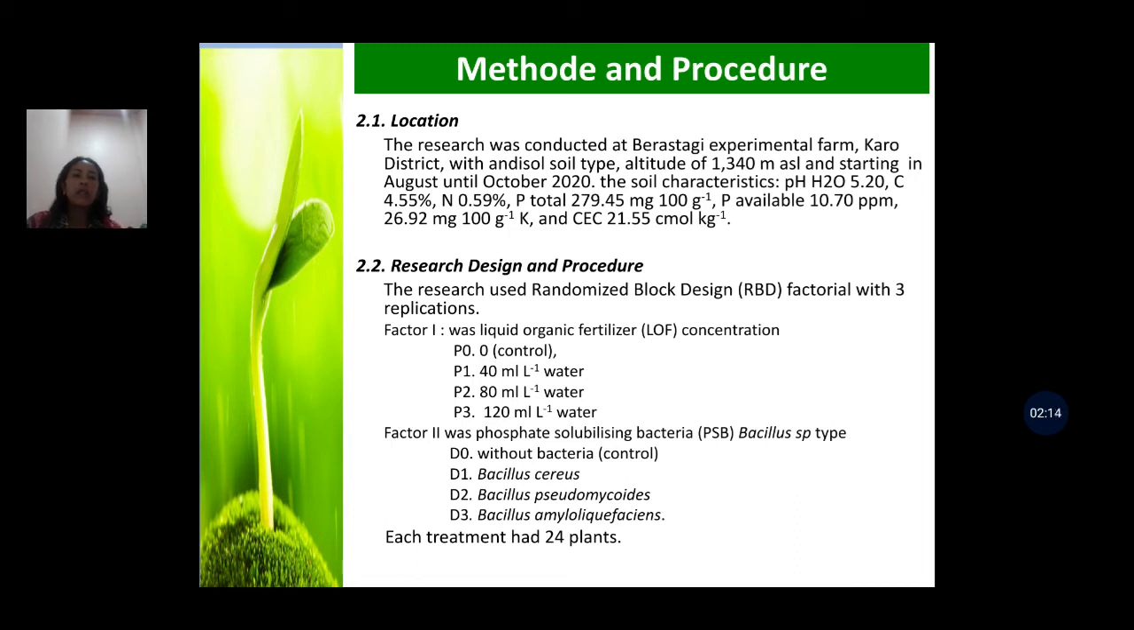The research used a randomized block design factorial with 3 replications. Factor 1, liquid organic fertilizer concentration, with the treatments 0, 40 ml per liter water, 80 ml per liter water, and 120 ml per liter water. Factor 2, phosphate solubilizing bacteria Bacillus sp type, with the treatments without bacteria, Bacillus cereus, Bacillus pseudomycoides, and Bacillus amyloliquefaciens.